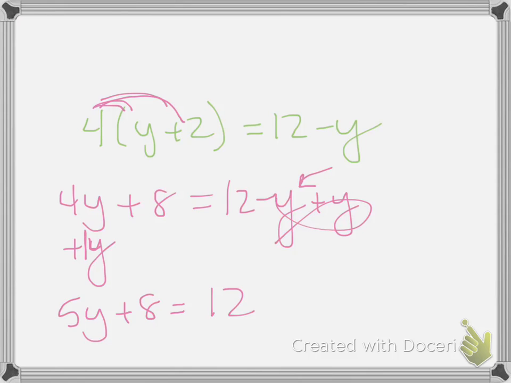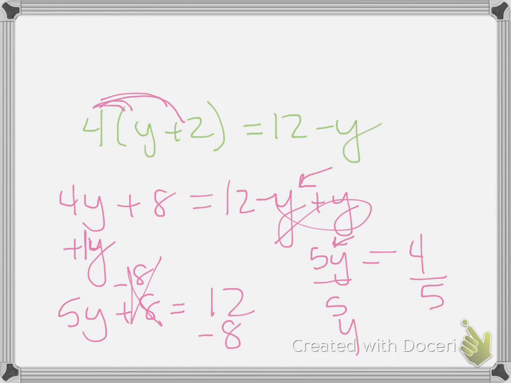Okay, I'm still trying to get y by itself, so I've got to do the things not attached to it first. So I've got to subtract 8 from both sides. Now I've got 5y, these cancel, 12 minus 8 is 4. I'm multiplying, so the opposite of multiplying is dividing. So divide both sides by 5. So we get y equals 4 over 5. That is my answer.